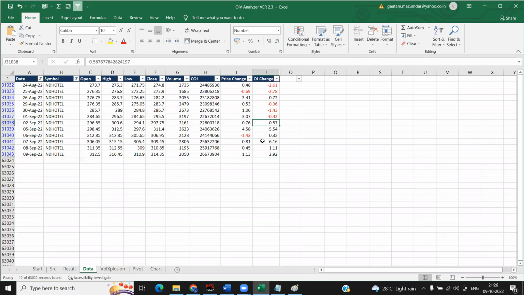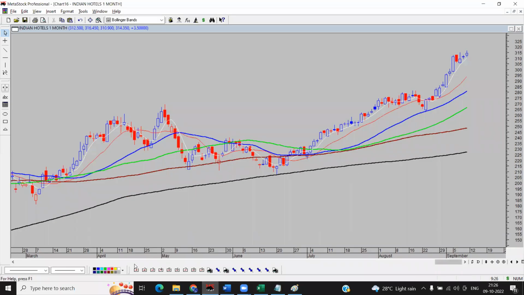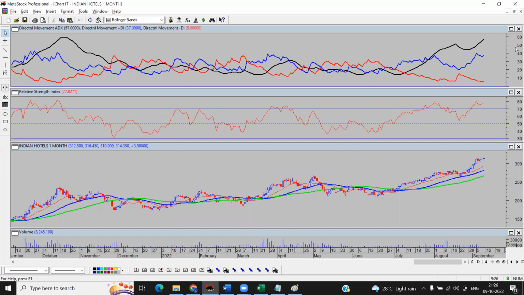Quite good. Perfect. Any dip should be bought. Right now I won't venture because I think RSI and all are quite overbought. This was the thing I was telling you that after this mega overbought situation, it cooled down. Again, it has reached the overbought area.